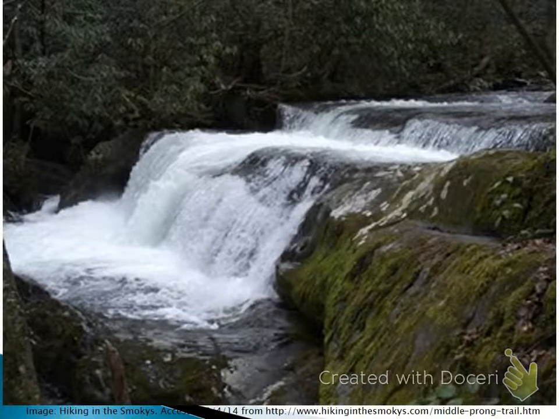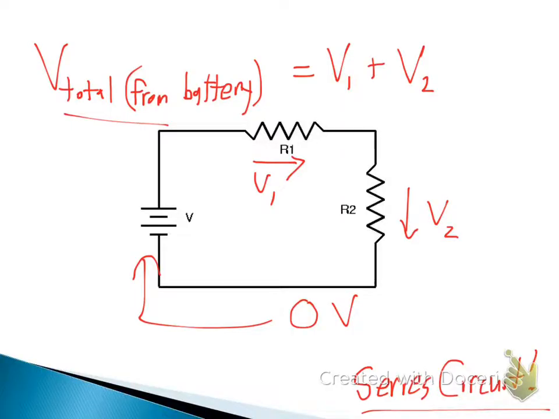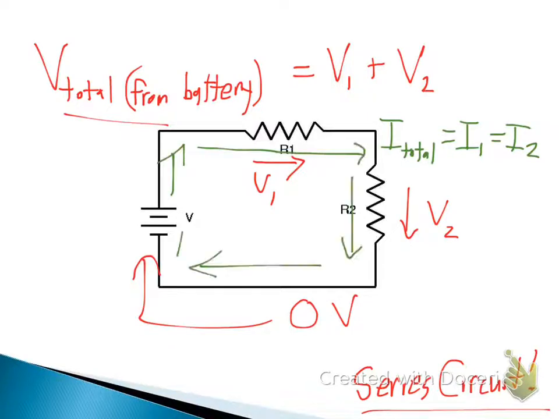It's the same thing with our circuit. All of the current that comes out of the battery also goes through resistor 1 and it goes through resistor 2. Because there's literally nowhere else for these electrons to go, there's no place where the circuit splits off and gives it a choice of paths. All the electrons that come out of the battery go through R1 and R2 in a series circuit.